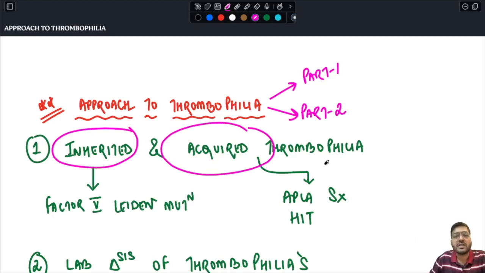Now, a lot of questions come in the final exam, and they are very commonly asked questions. For example, a direct 10-mark question on factor 5 Leiden mutation can come, or direct questions on APLA syndrome and HIT syndrome can come, okay.